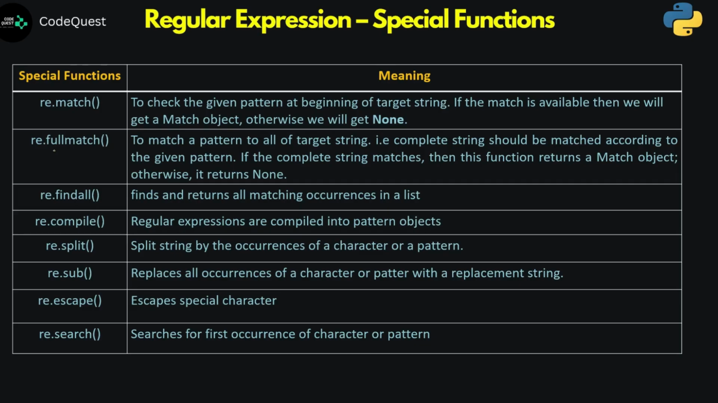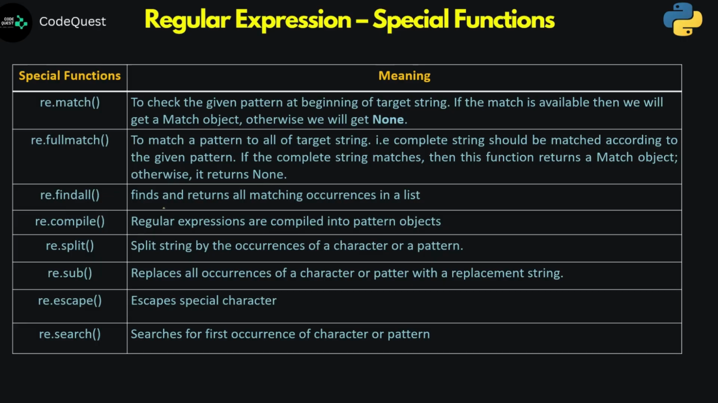Now, coming to fullmatch, which more or less acts like your match function, but this is used to find a match for a particular pattern against the entire string. So if the complete string is matching, then the function is going to return a match object. Otherwise, it is going to return None.